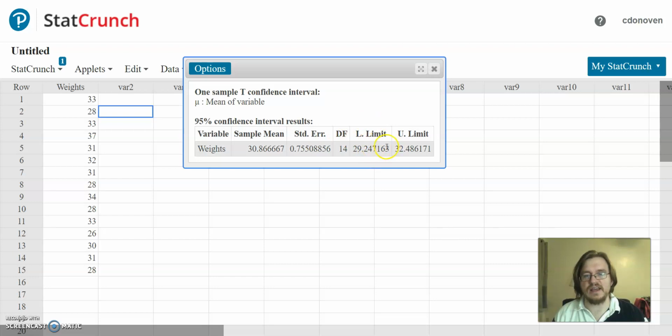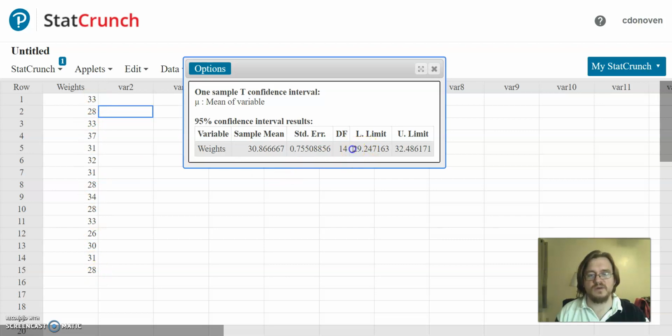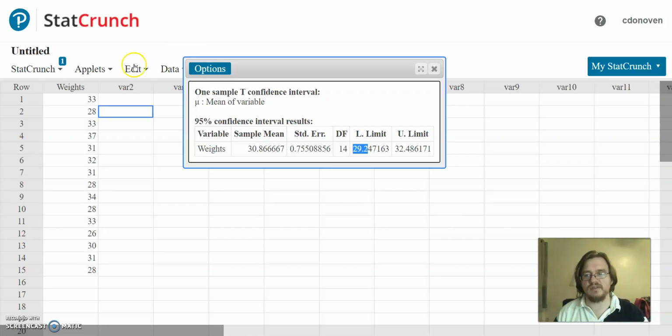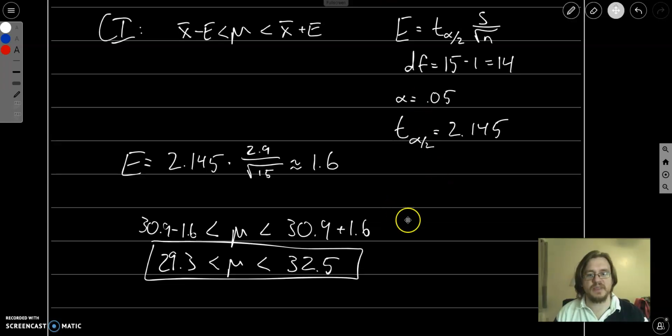In any case, you will always want to round to one more place than the data has. The data is rounded to the nearest whole number, so when we are giving our confidence interval, we will want to round to one place past the decimal point. So there are two ways to construct confidence intervals: using our formula or plugging everything into StatCrunch.